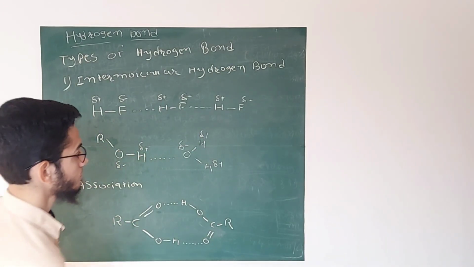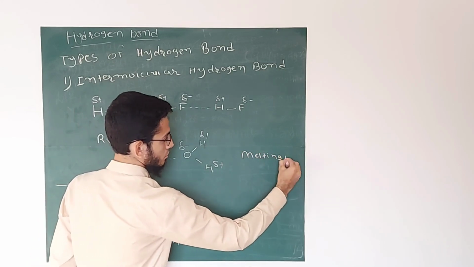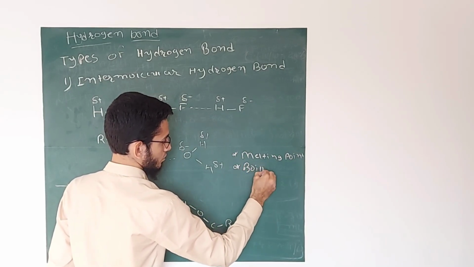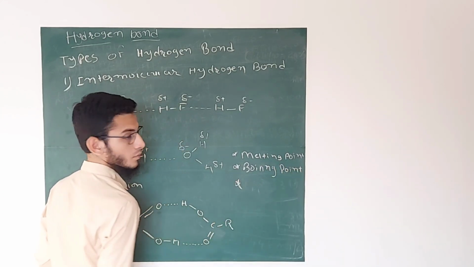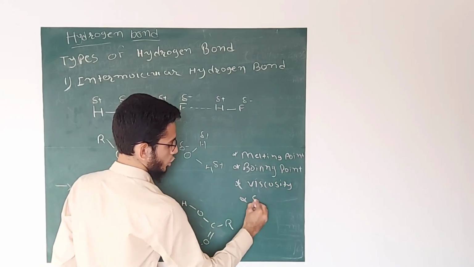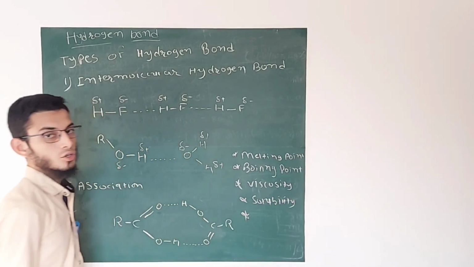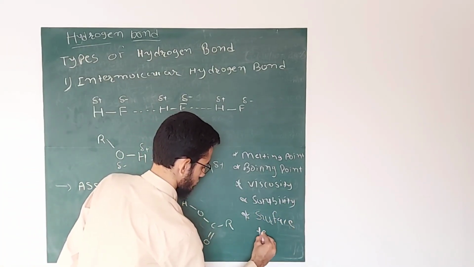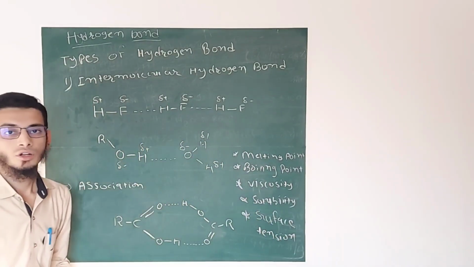I am writing here. First of all, melting point, boiling point, then viscosity, solubility, and surface tension. Increases due to the intermolecular hydrogen bond.